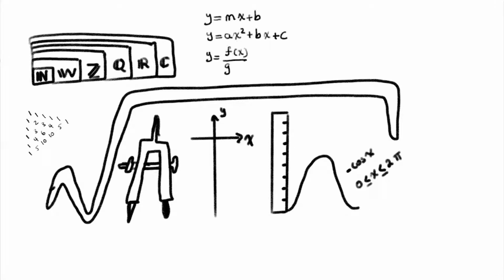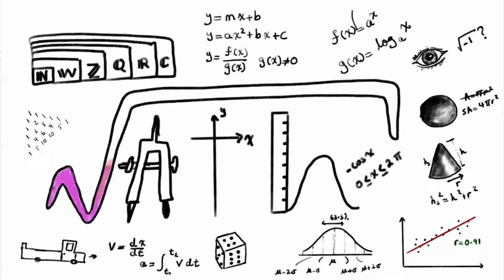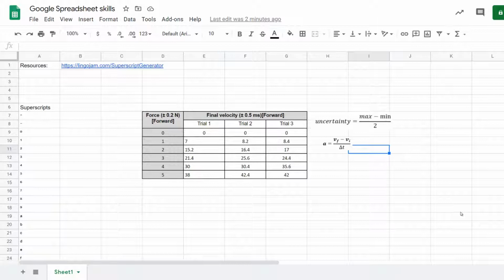The aim of this video is to give you some ideas about how you can process data and how you can plot it using a scatter plot. I have some resources here. The first resource that I have is this website, and this website can be used to create superscripts in Google Spreadsheet. And this tutorial is on Google Spreadsheet.